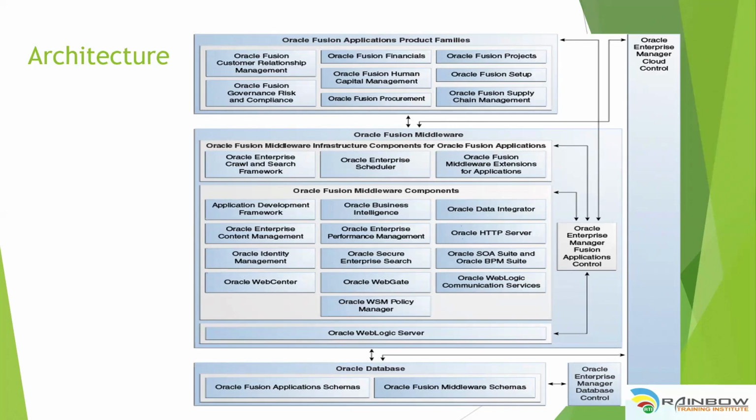So at an architectural level, on the topmost side, you have product families. Whatever I just explained will be there. Depending on what your license is, depending on what you opt for at the time of licensing, what you purchased, accordingly, those products will be made available to you in the UI. Once those products are made available, you can start configuring them according to your business needs.